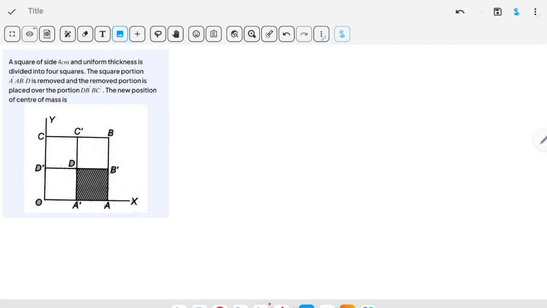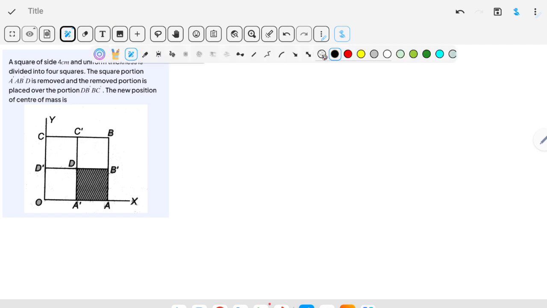A square of side 4 centimeter and uniform thickness is divided into 4 squares. This is a square given and it has a uniform thickness. It is divided into 4 small squares. The square portion A dash A B dash D. Let me represent here. So this is A dash, this is A, this is B dash and this is D.